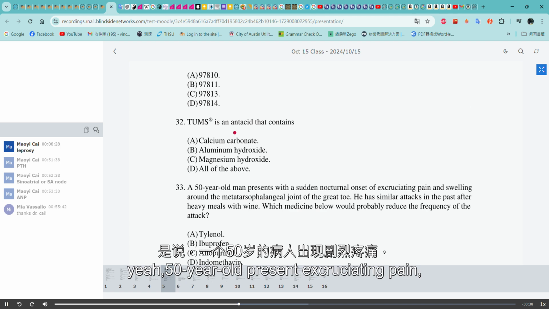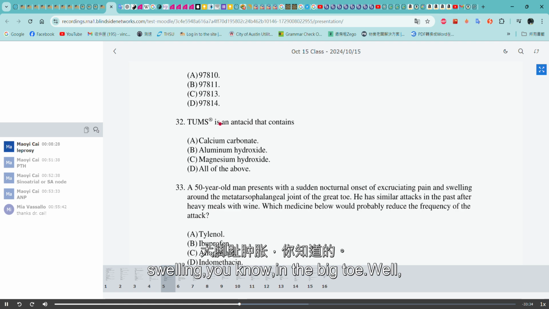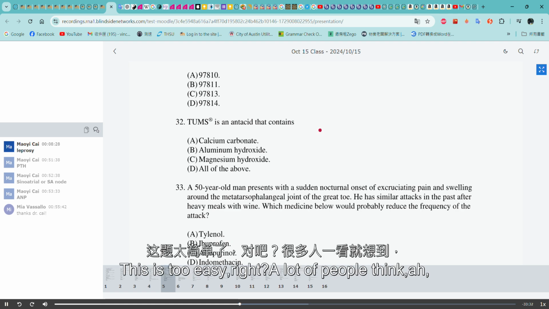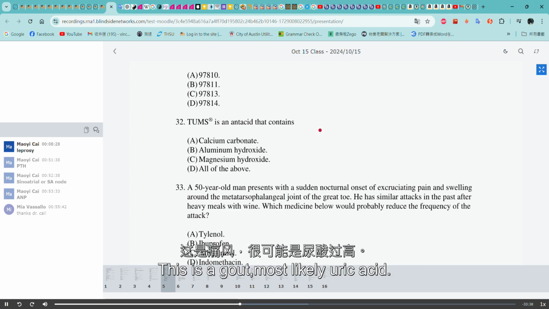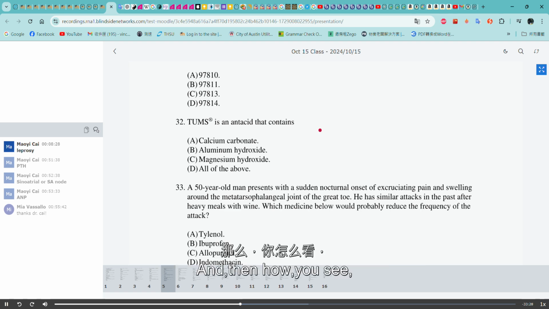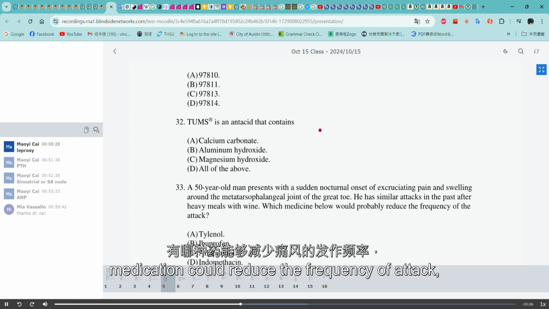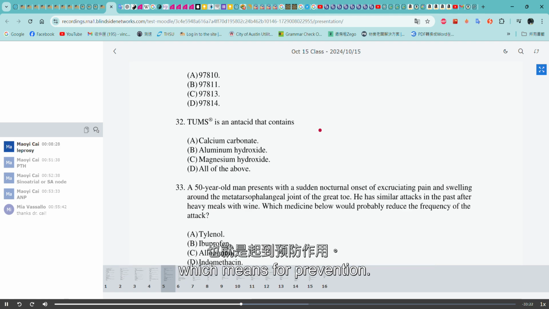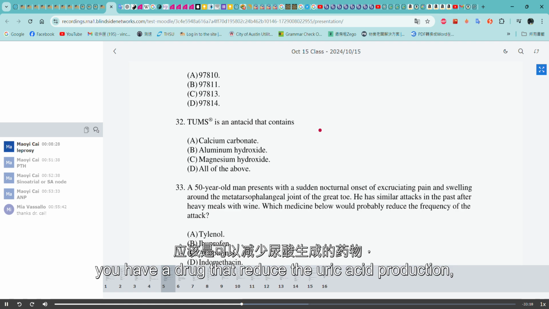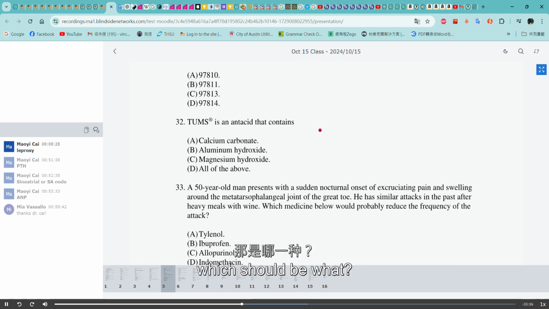And then 33, a 50-year-old presents with excruciating pain and swelling in the big toe. Well, this is too easy, right? A lot of people think this is gout, most likely uric acid. And then what medication could reduce the frequency of attacks, which means prevention? Prevention is what? You have a drug that reduces uric acid production, which should be what? Allopurinol.